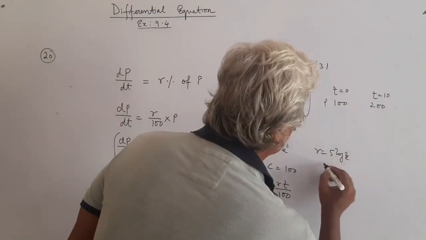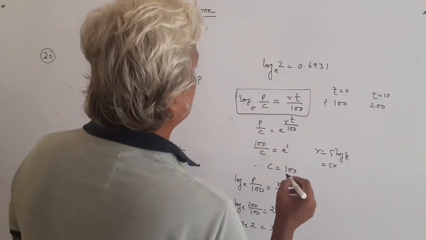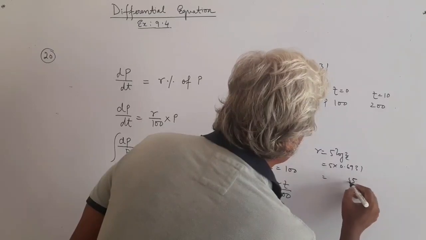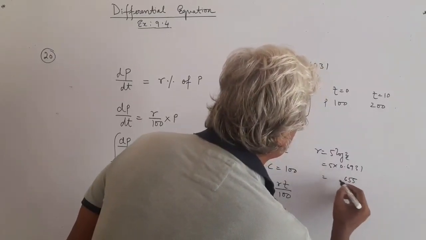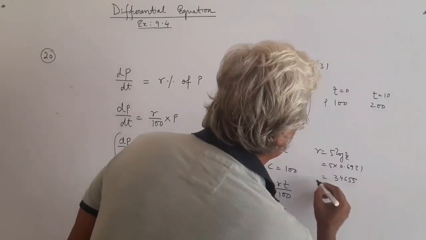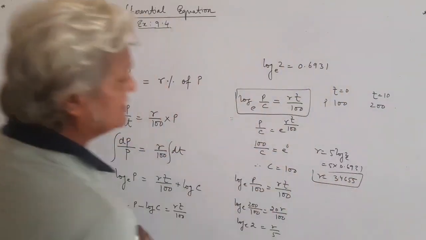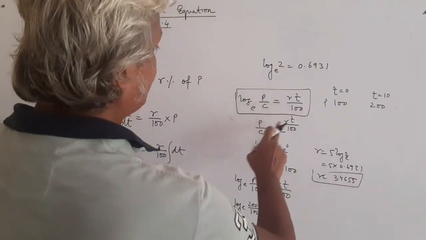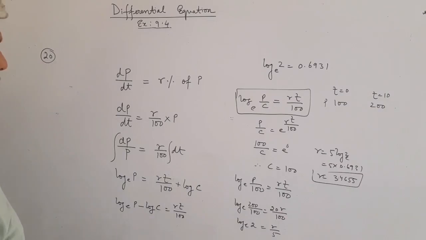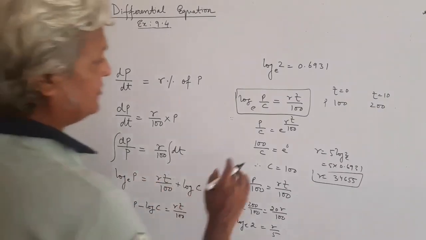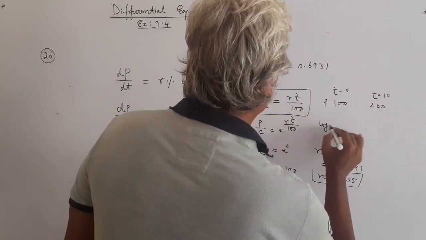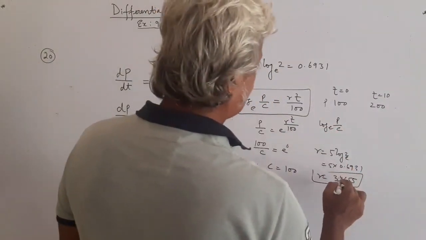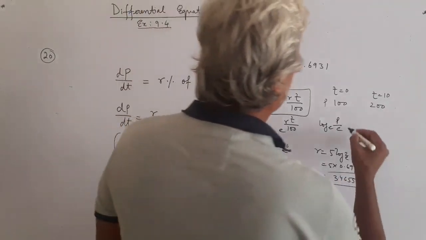5 times log 2 to the base e, therefore 5 into log 2 is 0.6931, that is 3.4655. Now using this relation, if I put the value of r here, then I will have my formal equation in terms of log P by C to the base e, and what is our 3.45.